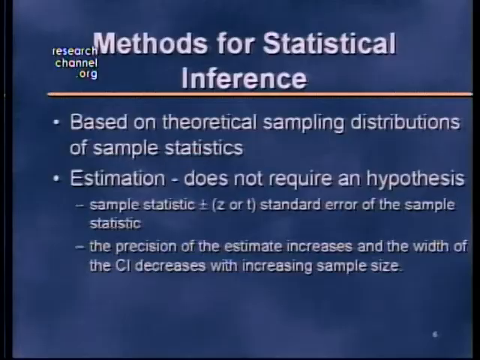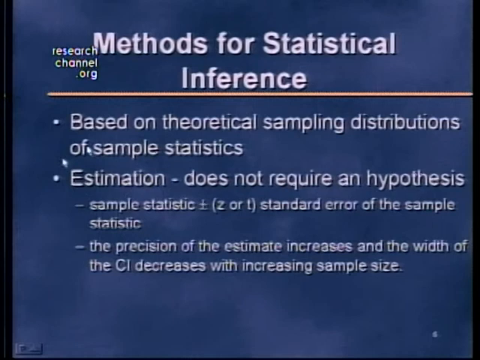So remember that there were two methods of statistical inference. One was estimation. It doesn't require a null hypothesis. It's based on estimating a population parameter by using a statistic. In fact, a sample statistic, like the sample mean, is a point estimate. A confidence interval estimate takes the sample statistic, adds and subtracts the z or t value times the standard error of the sample statistic. So this was the general form. An example of it would be to take x bar plus or minus z or t times the standard error of the mean that we get by taking s over the square root of n.